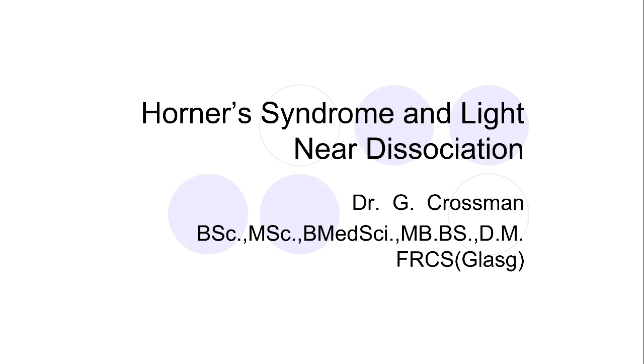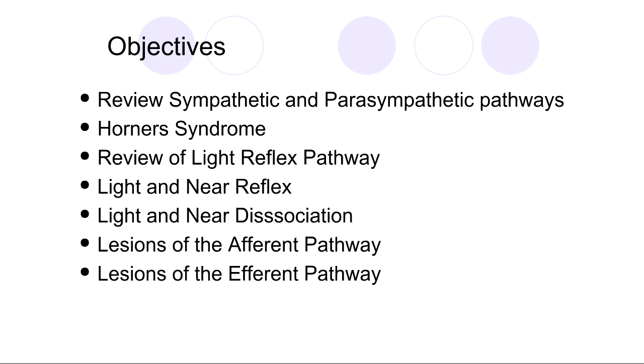All right, so this morning we're going to be talking about Horner syndrome and light near dissociation. Our objectives are to review the sympathetic and parasympathetic pathways. We're going to talk about Horner syndrome. We're then going to review the light reflex pathway, and we're going to talk about light and near reflex, light and near dissociation, and lesions that can cause light near dissociation.